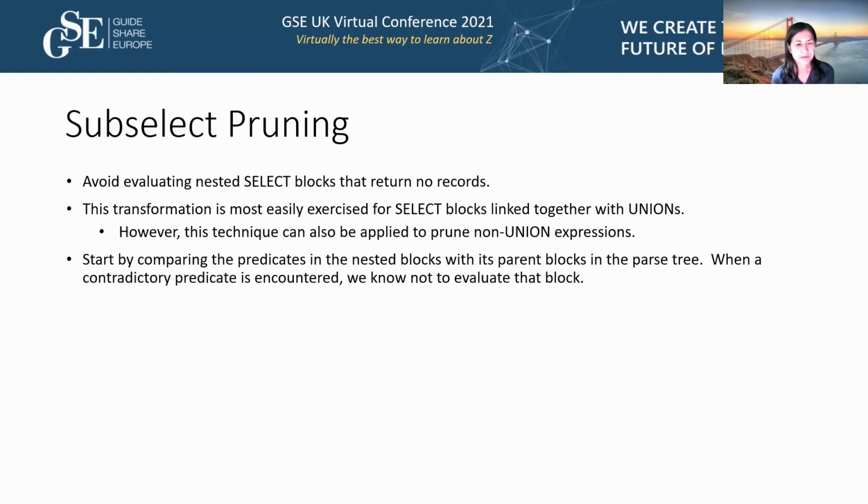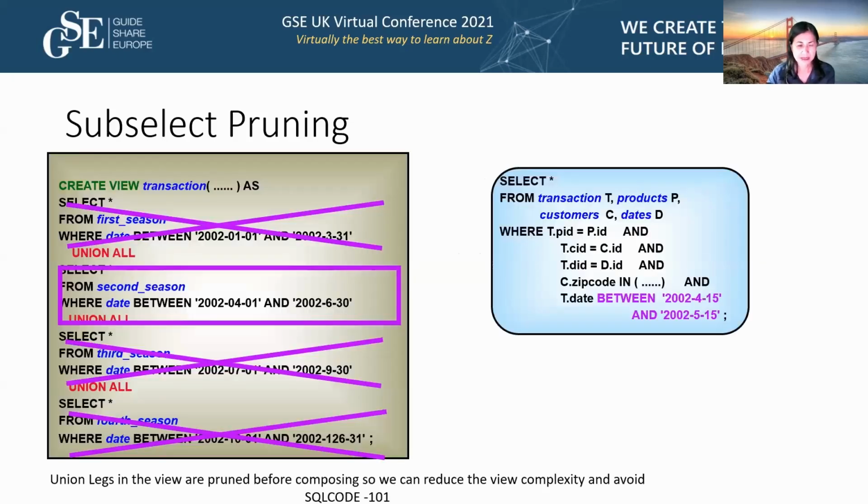Db2 tries to compare the predicate in the nested query block with the parent query block in the parse. When any contradictory predicate is found, we can remove that query block. I can show some examples.